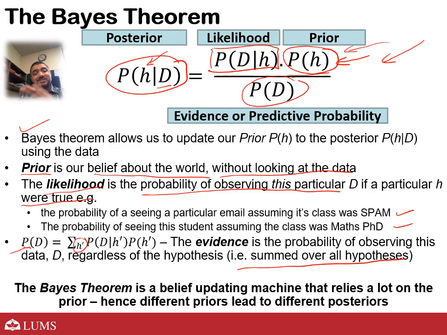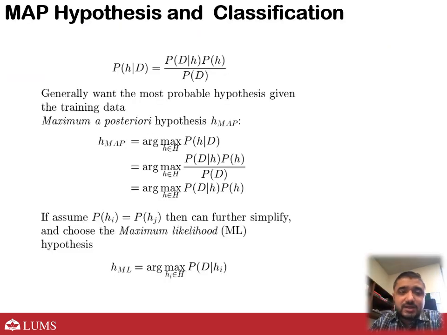All right, this is something for you to do. So इस process को आप formalize कर लेते हैं. How do you basically go from Bayes theorem and convert it into an actual classifier? So this is your Bayes theorem that you're looking at. Generally, we want the most probable hypothesis given the training data.